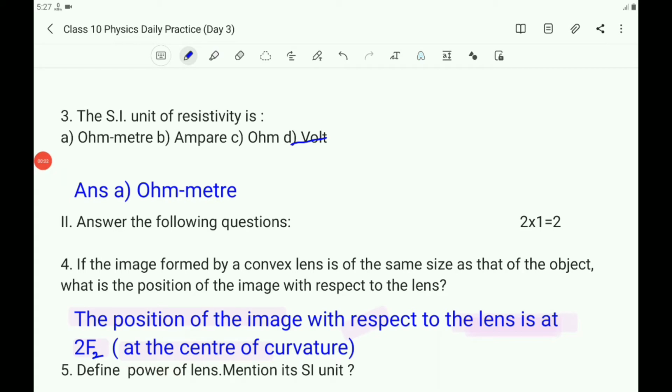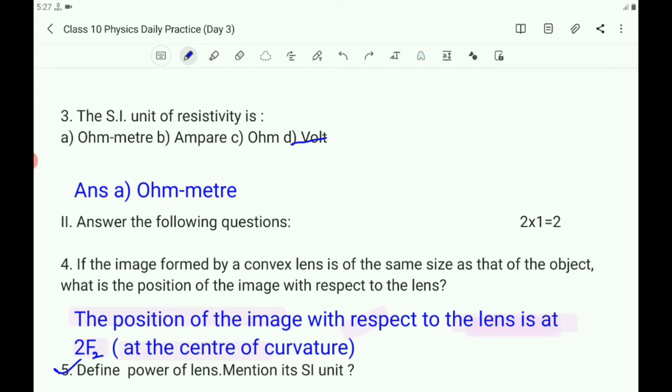So then what is the fifth question? Fifth question is define power of lens. Mention its SI unit. What is that question? Define power of lens. Mention its SI unit. Simply you can define that the power of a lens is defined as the reciprocal of its focal length.